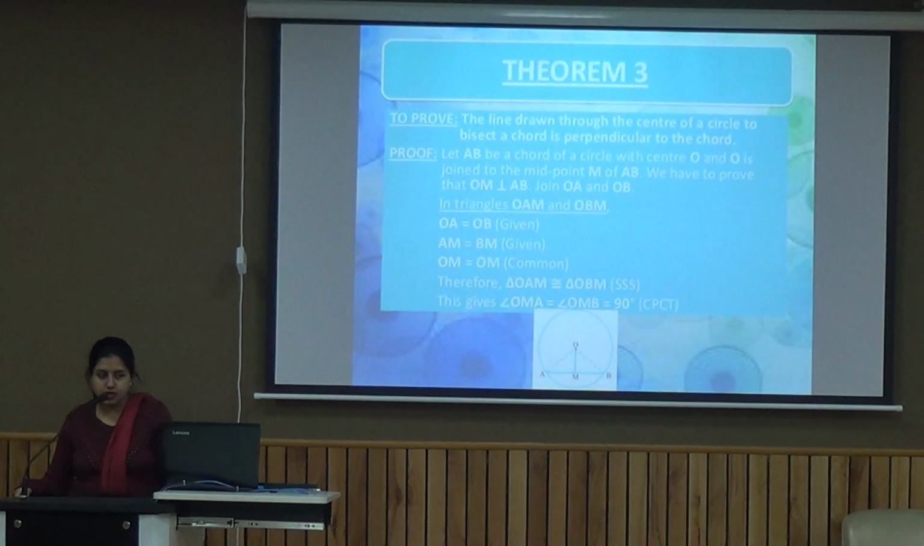The proof for the same, theorem 10.3, the line through the center of a circle to bisect a chord is perpendicular. And we can prove angle OMA equals angle OMB equals 90 degrees by using the SSS congruence criterion.